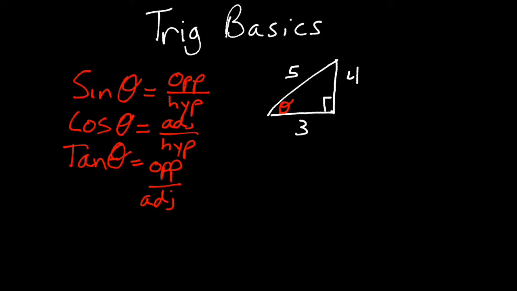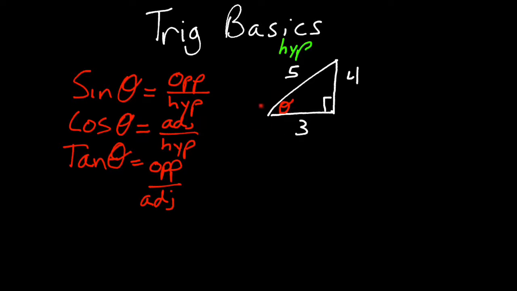That's our angle. The hypotenuse never changes. The hypotenuse is always opposite the right angle. It is the longest side of our triangle. So if I have my right angle over here, this part is going to be the hypotenuse. Okay? And then I just need to figure out the opposite and the adjacent.